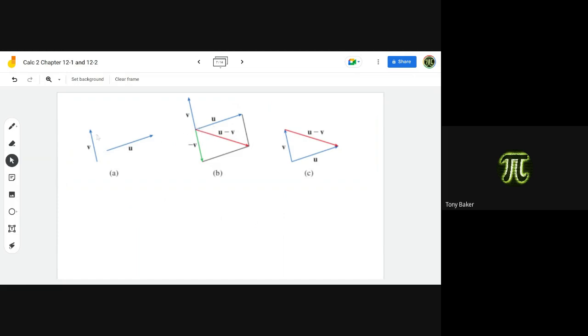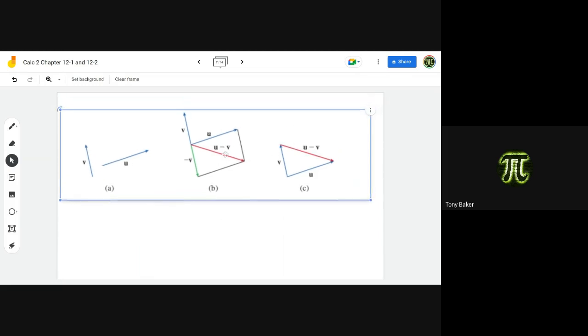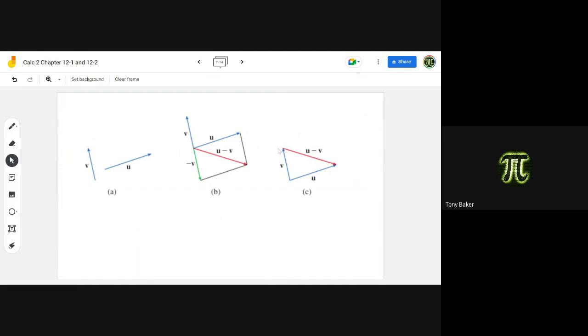We have our u and v. So u minus v: you have the u, and then we're doing the negative v, so that's the minus v, which goes down. The only thing different they did in C is they started at the end of v and went backwards to the u. So that's how you do vector subtraction.